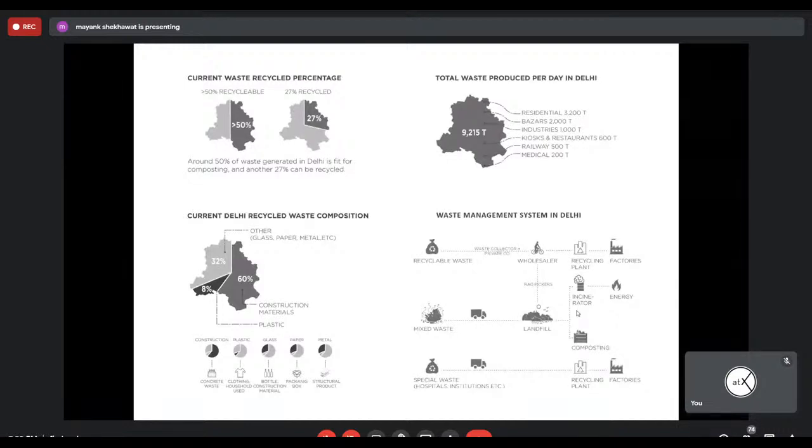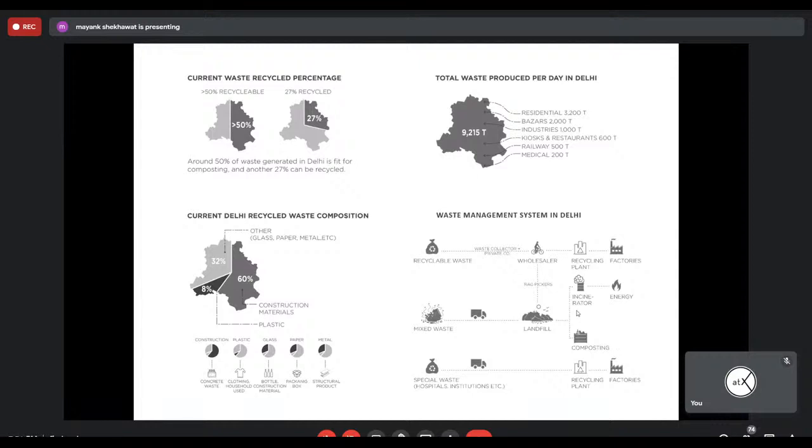Delhi generates about 9,000 metric tons of solid waste every day, which is likely to increase to 20,000 metric tons per day by 2022. Slightly over 50% of this waste is recyclable. However, keep this in mind, this is very disturbing data: only 27% of the 50% is actually recycled. So less than one third of the total recyclable waste is recycled. Half of it is already non-recyclable, and of the remaining half, only one third is actually recycled.